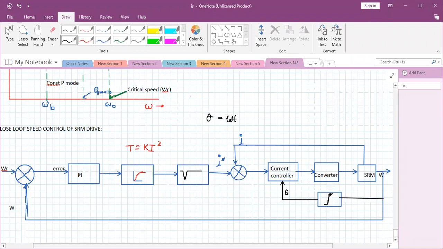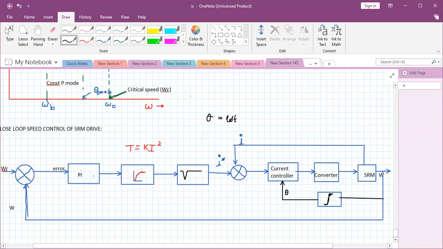Okay, again I'm repeating what we are going to do. First of all, we want to do a speed control. So speed control is coming from where? First of all, you require an actual speed. The actual speed is coming from the motor. So from the output of the SRM, we are taking omega, which is the actual speed, and that is the reference speed. So whatever the error in speed, that we are giving to the PI controller.